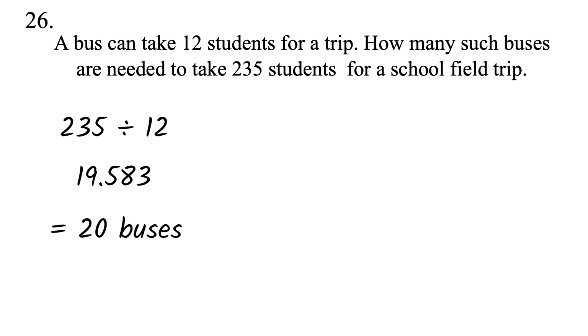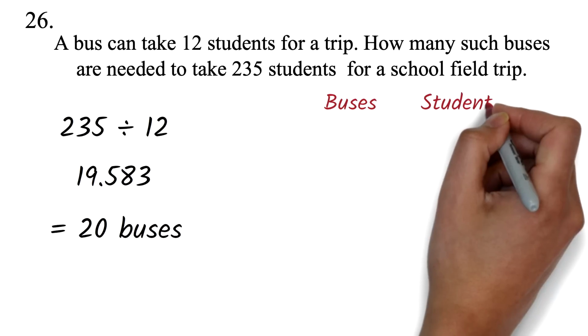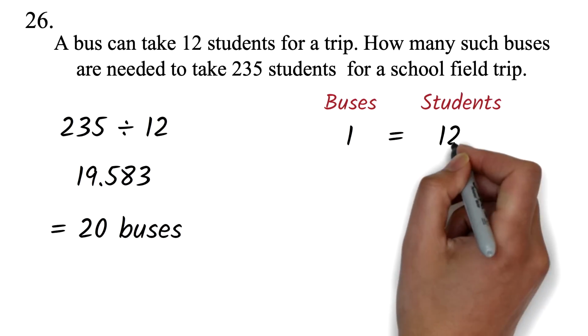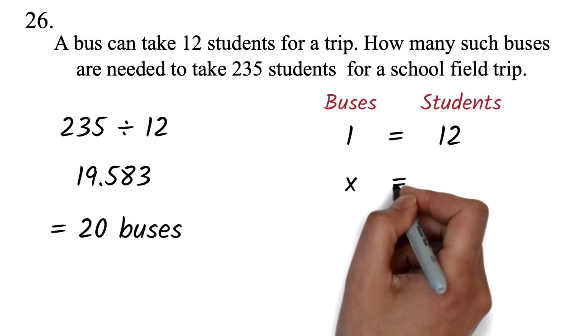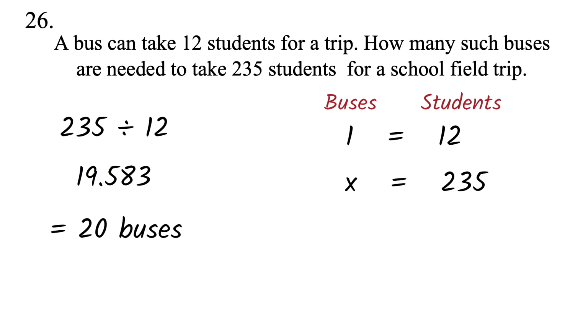This question was pretty straightforward. That's why we simply used division, but the right way to solve questions like this, especially if complexities are introduced, is to use proportion. Setting up proportions is one of the most important word problem skills on the GED. For this, we will have buses is to students. One bus took 12 students. X buses will take 235 students.